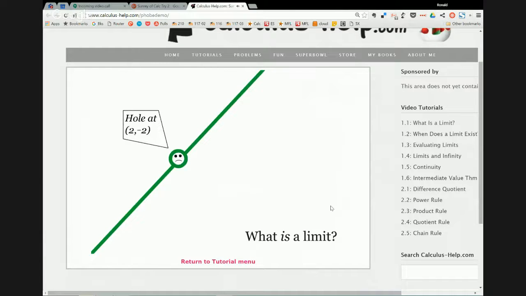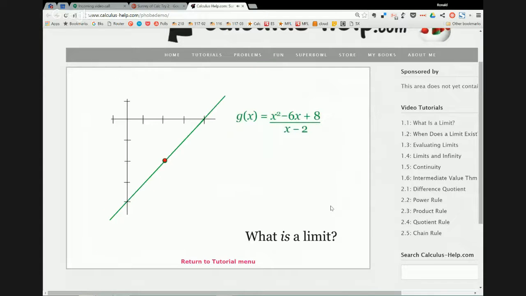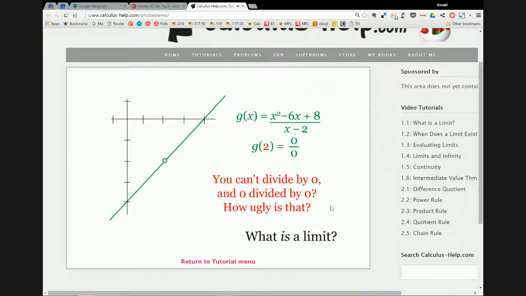Or does it? If we zoom in, you'll see that it has a hole in it at the coordinates 2, negative 2. The hole exists because plugging x equals 2 into the function results in 0 divided by 0. And we know that dividing by 0 is a very bad idea. It breaks mathematical laws that we really can't even get into here.